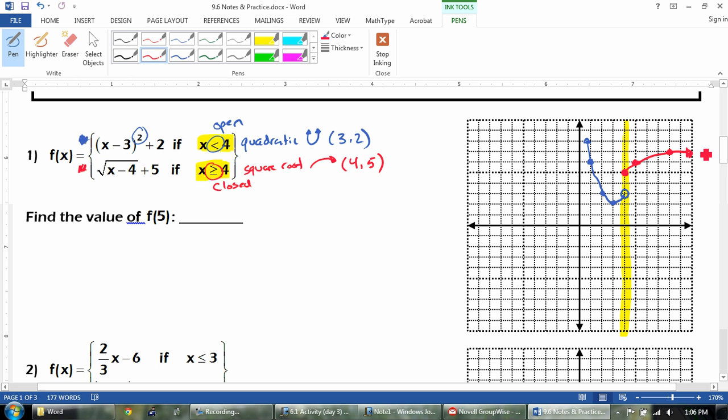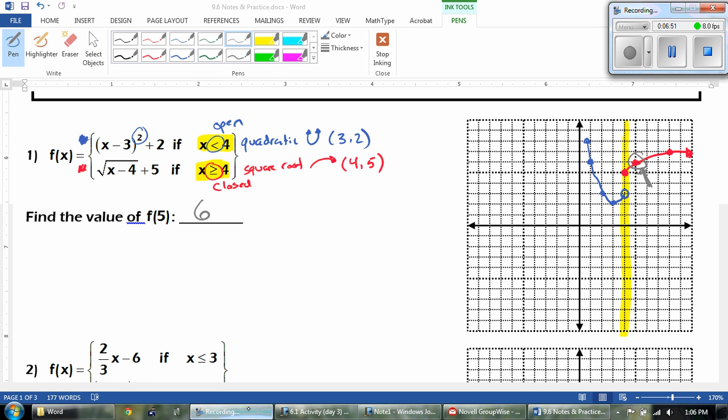Now, the last part, find the value of f of 5. Just look at your graph. Okay, so when we're at 5, what's the value? 6. All right. Let's go ahead and move on to the next one.